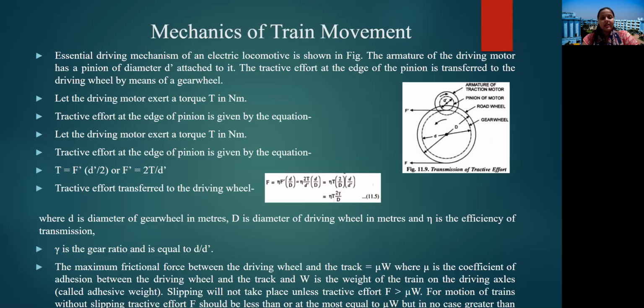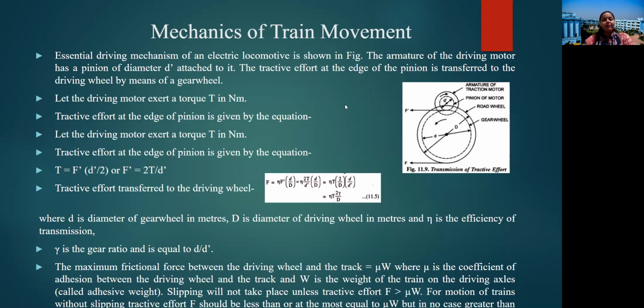Next, according to your syllabus, this is the next part. It's mechanics of train movement. It's related to the mechanical aspects of construction that will affect a train movement. So before this picture, let us first look at what is being told over here.